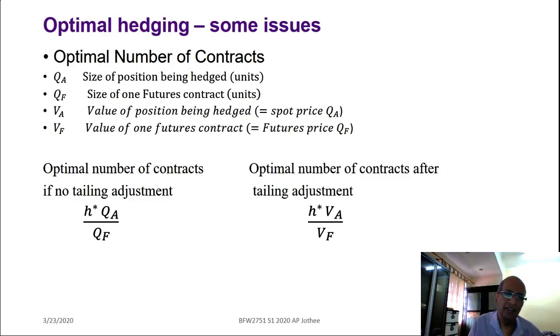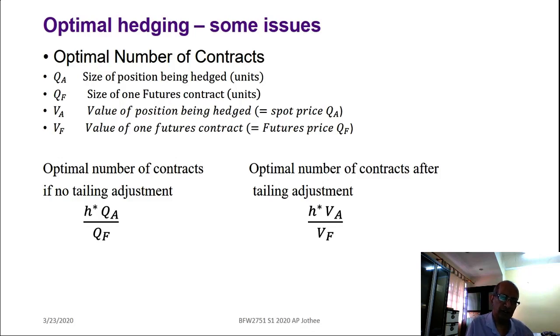Okay, how do we handle the optimal hedge? Some issues. Look at here, the data inputs. Optimal number of contracts. QA is the size of the position being hedged, that is in units of volume. QF is the size of the futures contract. Each contract, how many units? VA is the value of the position being hedged, that is equal to the price times the quantity QA. QA times price, you'll get the value of the position being hedged. VF is the value of one futures contract, that is futures price times the futures contract quantity.